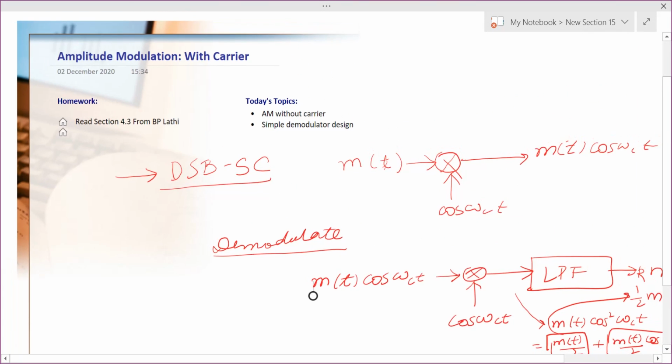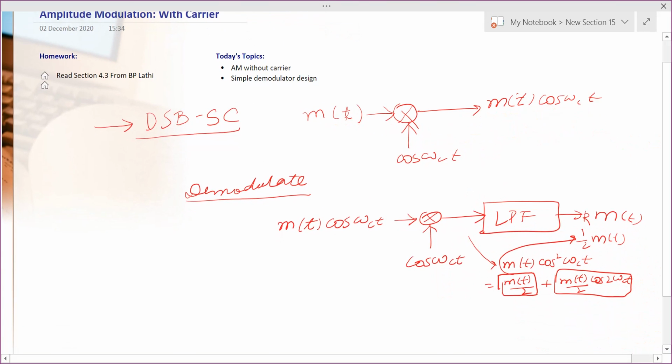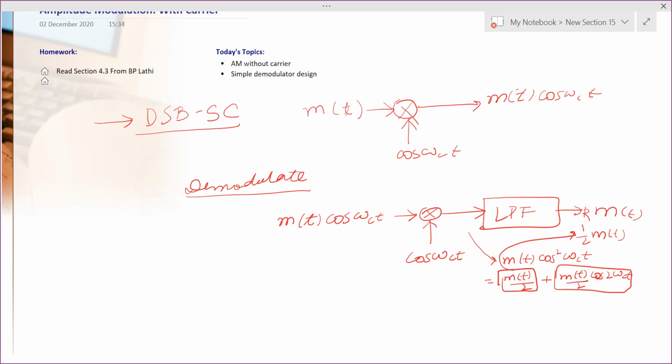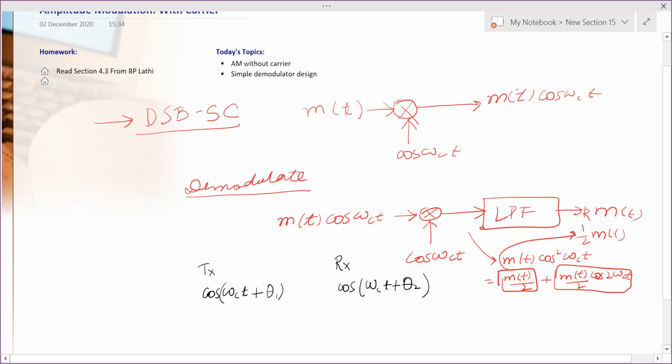for DSBSC demodulation, you need to generate this carrier locally at the demodulator also, which is very difficult in practice to generate an exact cosine signal. Suppose you generate cos omega ct, there is always some phase associated with a signal. If you generate this at the transmitter, it is very difficult at the receiver to generate the same cos omega ct, plus there will be some phase lag theta 2. It is not possible practically.